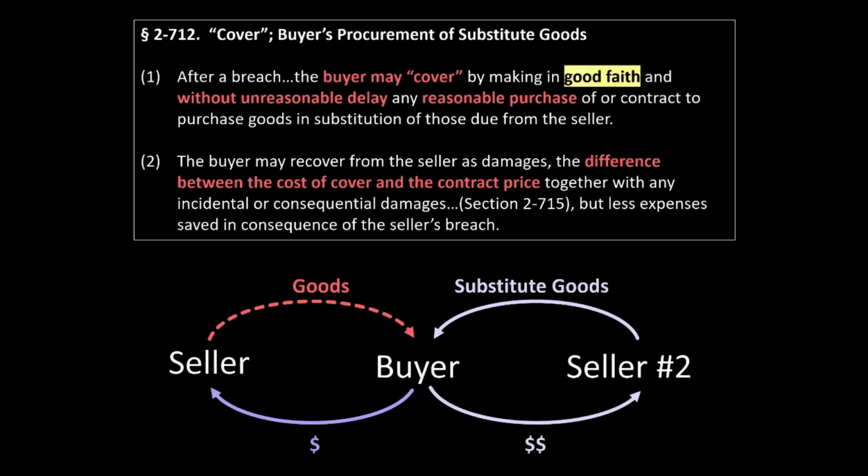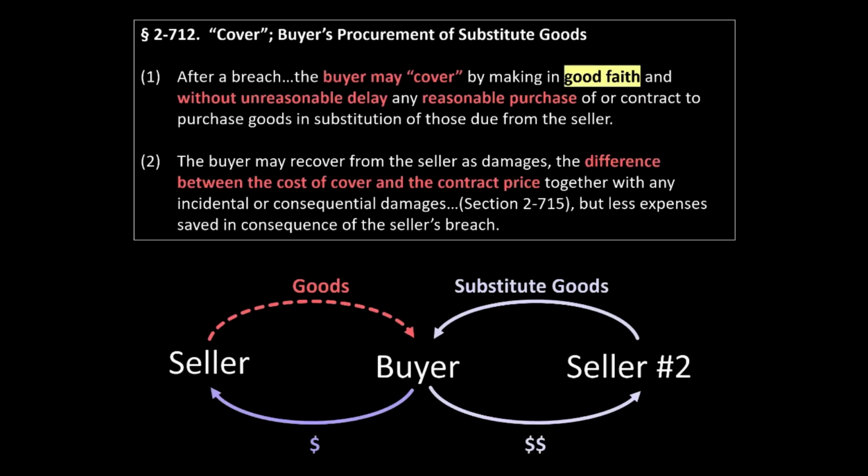First, the buyer must cover in good faith. So the buyer's choice in a cover transaction is subject to both the subjective and objective standards of good faith. Applying the subjective standard, the buyer cannot pick the most expensive cover option out of spite, out of retribution against the breaching seller. And applying the objective standard of good faith, the buyer must be commercially reasonable in finding the best price in a cover transaction.